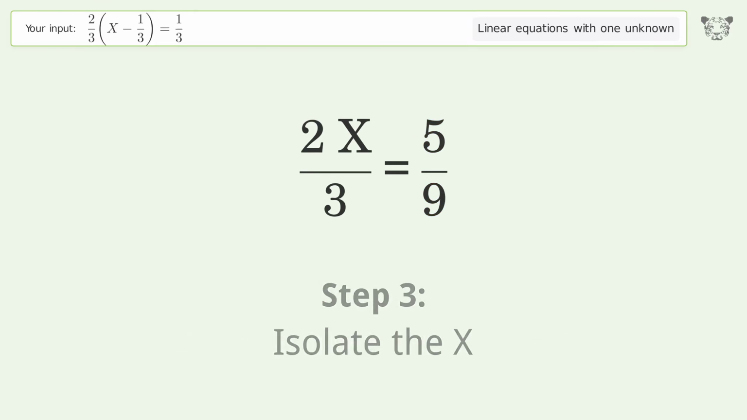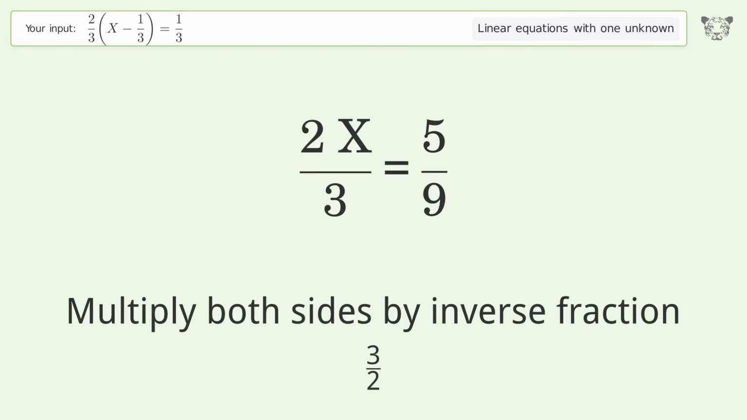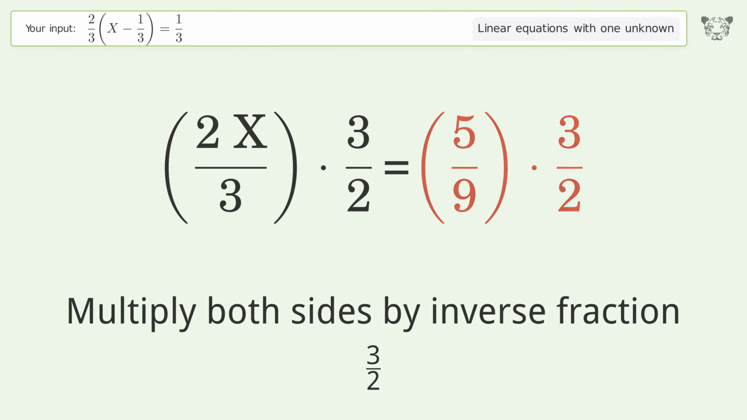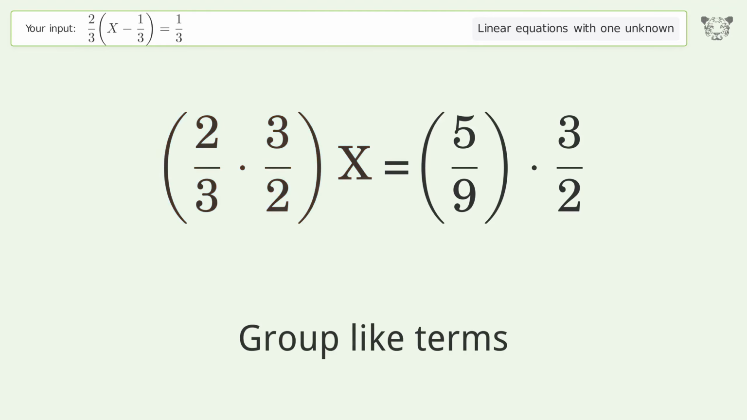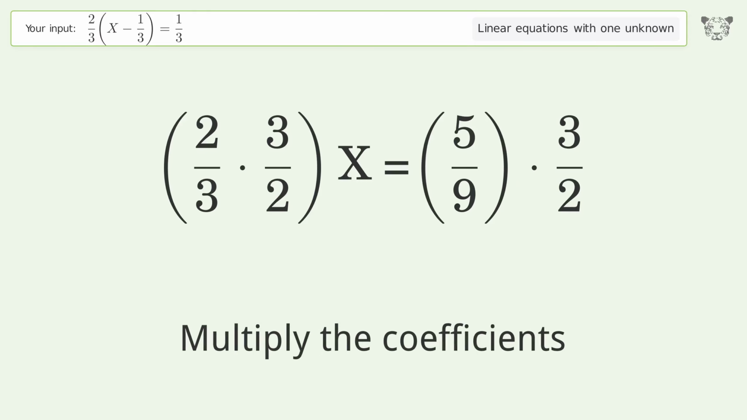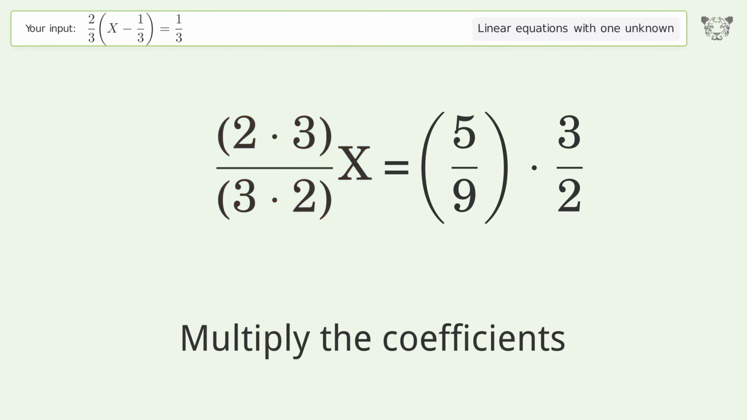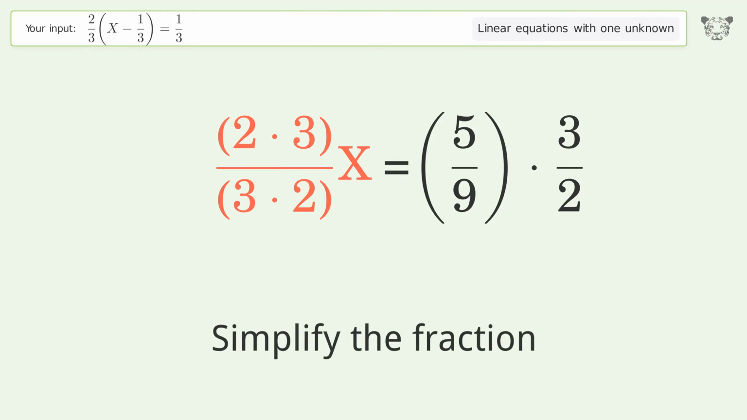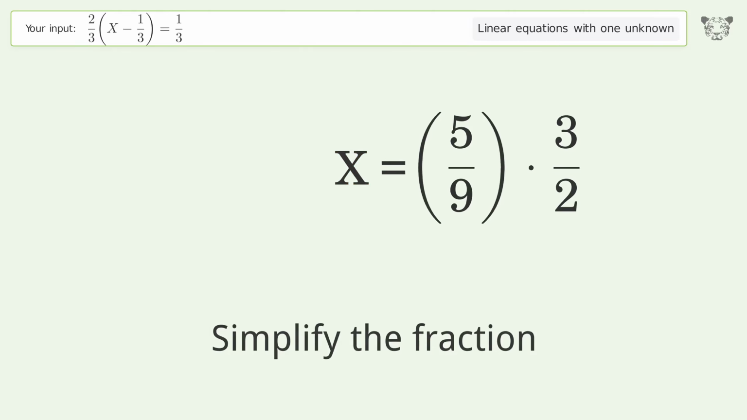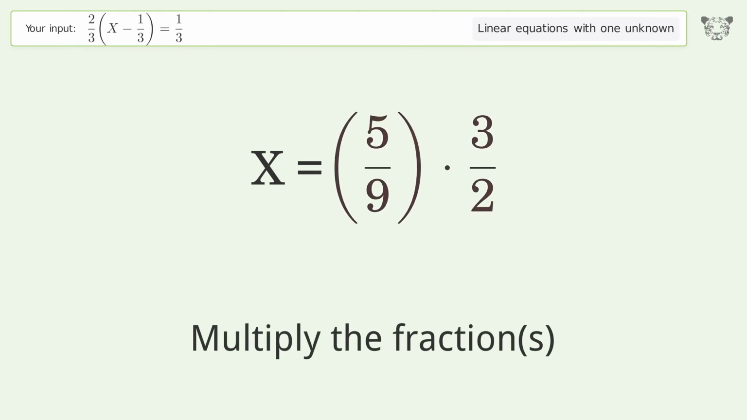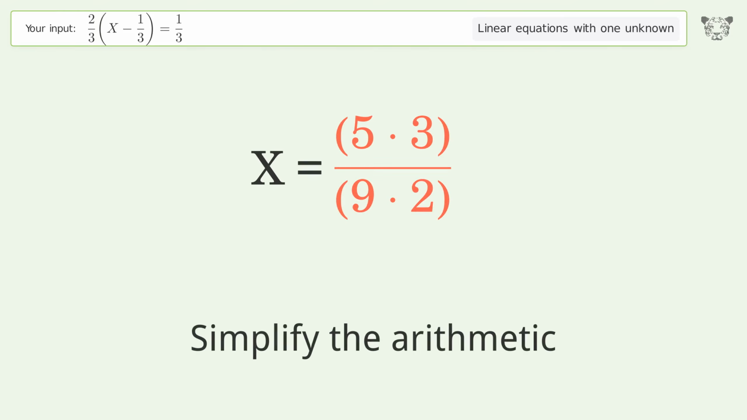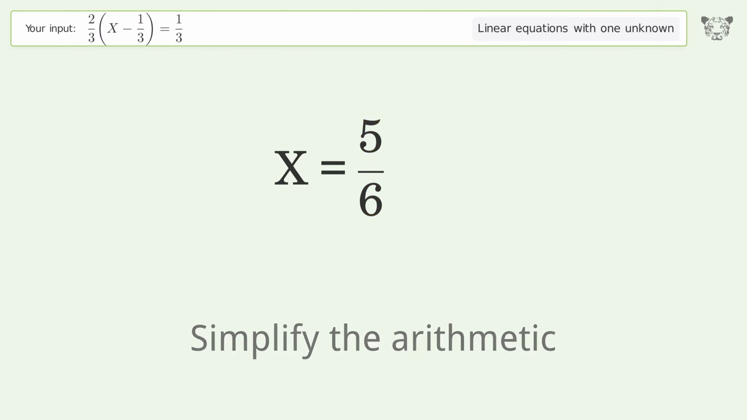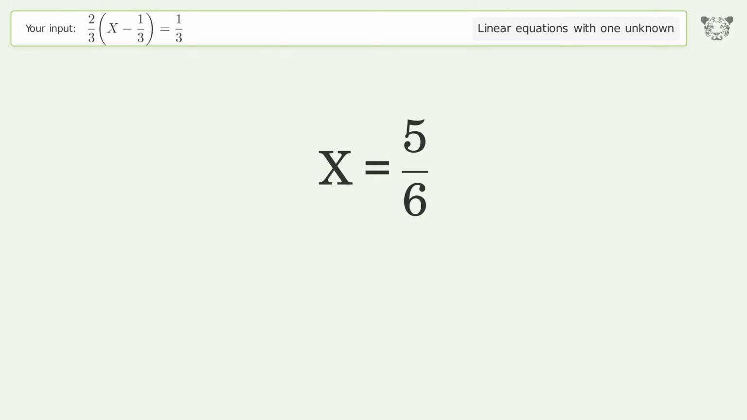Isolate the x. Multiply both sides by inverse fraction 3/2. Group like terms. Multiply the coefficients. Simplify the fraction. Multiply the fractions. Simplify the arithmetic. And so the final result is x equals 5/6.